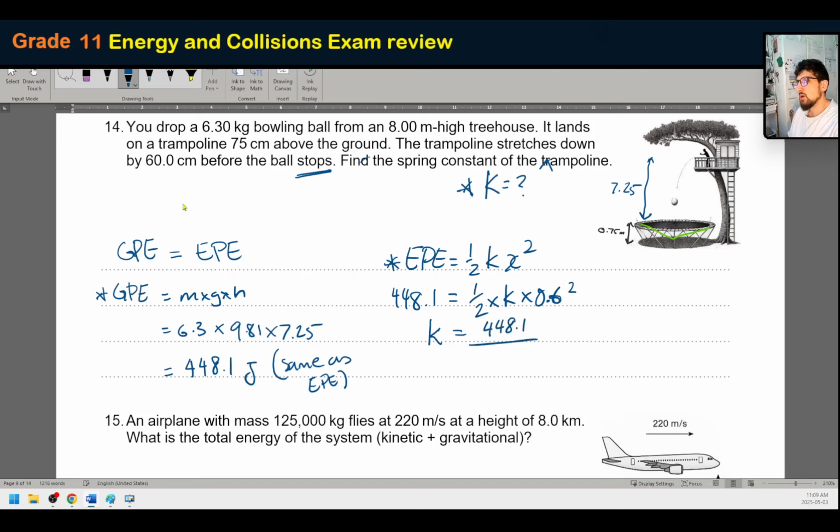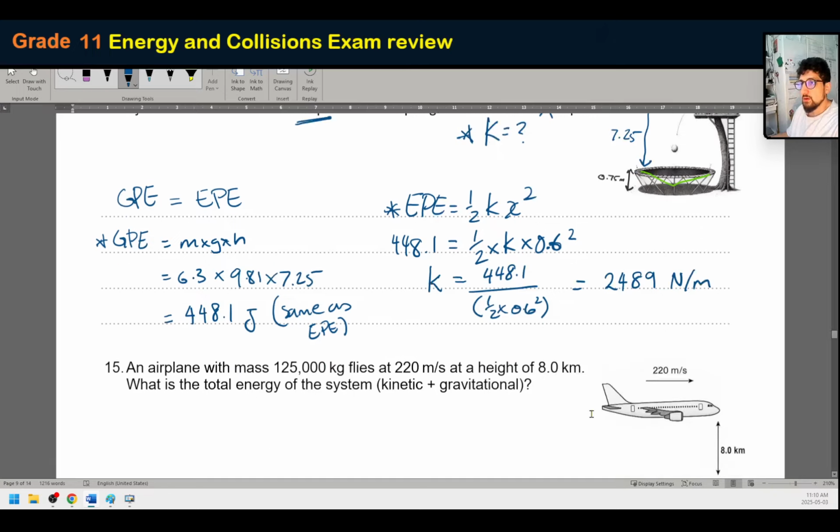And so K is going to equal 448.1 all over half times 0.6 squared. You can also use the shift solve function in your calculator, but I always like to do it the good old-fashioned way. So the value of K is going to equal 2,489 newtons per meter. Okay, and that's how we do that one. Okay, we're up to 15 now.